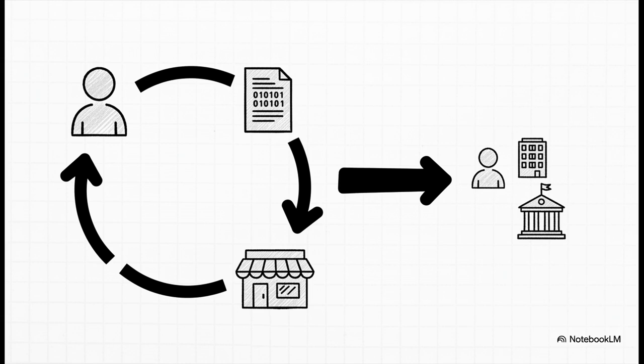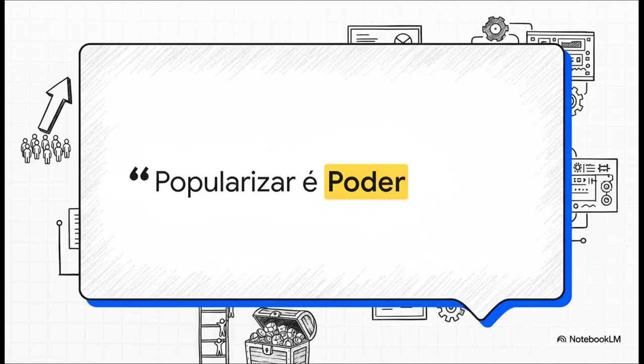People, actual physical places, and data all start working together to generate value that gets shared between individuals, businesses, and even the government. This whole thing is built on a really powerful philosophy. Popularize é poder, which basically means to popularize is to empower. The entire goal is to democratize how wealth gets created, to take it out of the hands of just a few and make it something that anyone, literally anyone, can tap into.